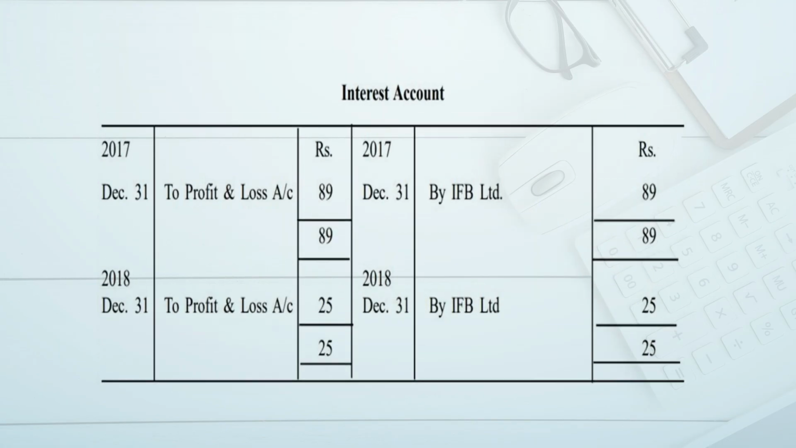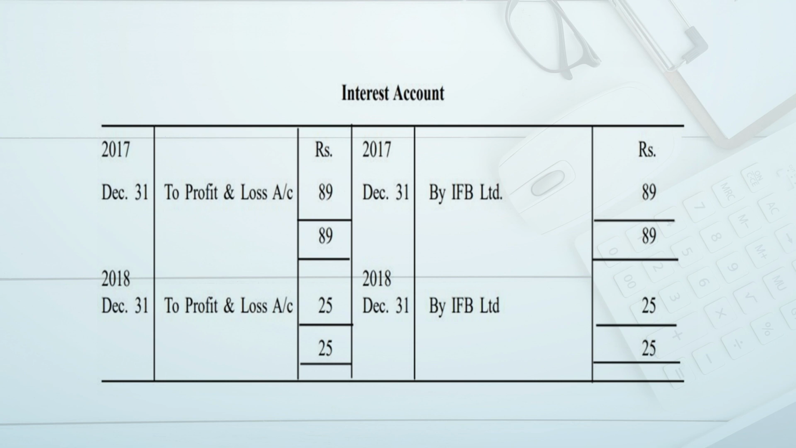So the interest account in the first year was 89. For us, interest is an income. So we will make the journal entry: profit and loss account debit to interest, and here 89 rupees to profit and loss. And at the end of the year, when the amount of interest became due, we made the entry hire purchaser account debit to interest. So in the interest account, by hire purchaser, IFB, 89, to profit and loss 89.